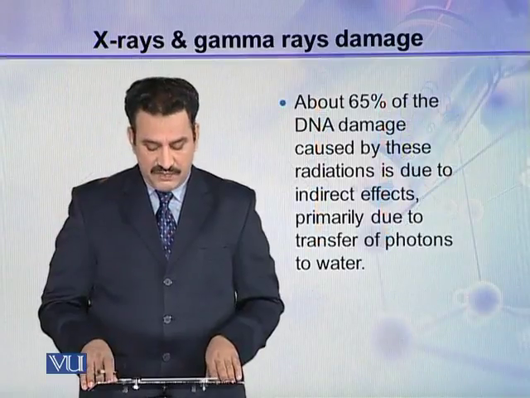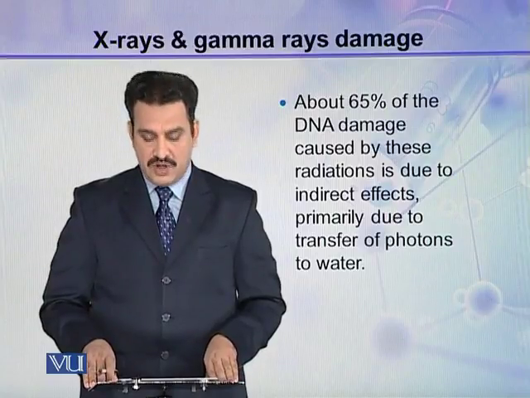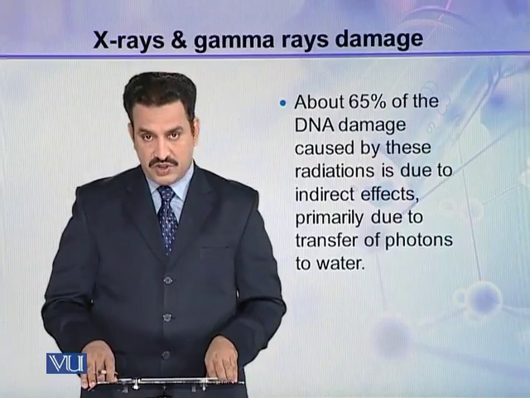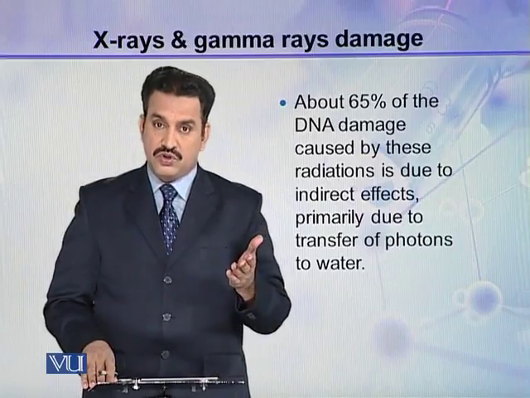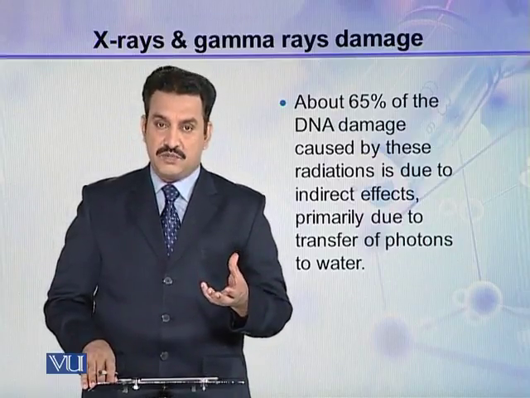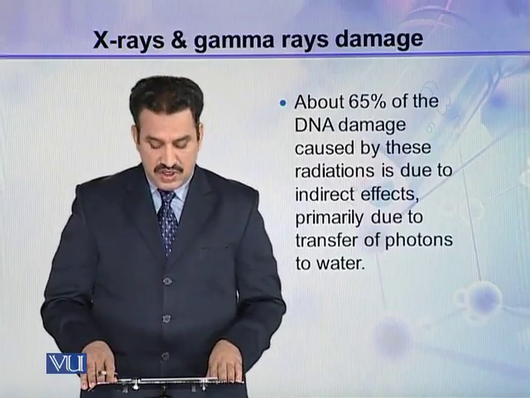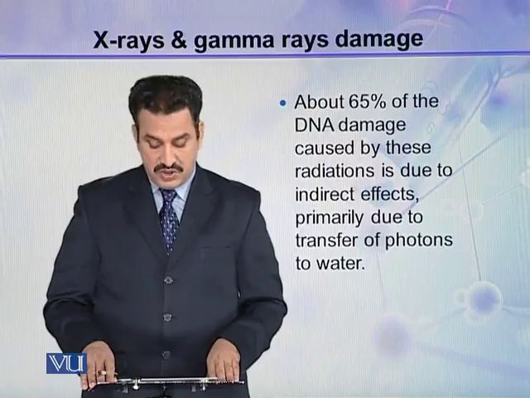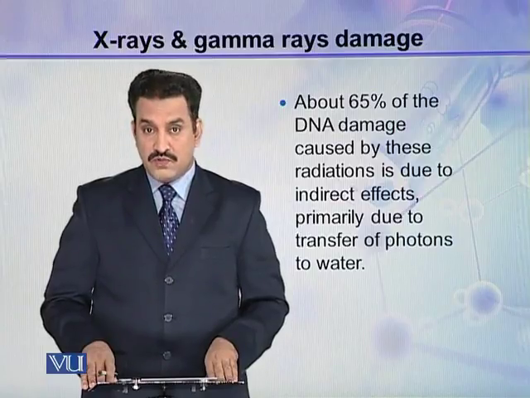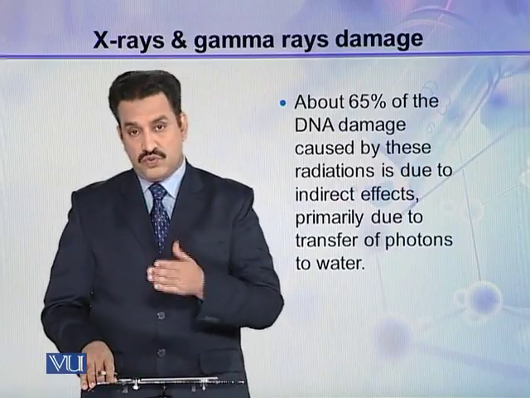About 65% of the DNA damage caused by these radiations is due to indirect effects. You have seen the direct effect, but now let us come to the indirect effect. So 65% of damage is due to indirect effects, and that is primarily due to the transfer of photons from light, photons to water molecules.